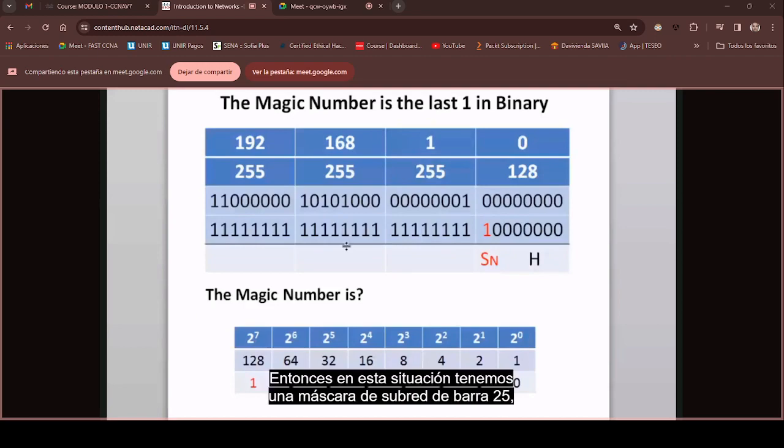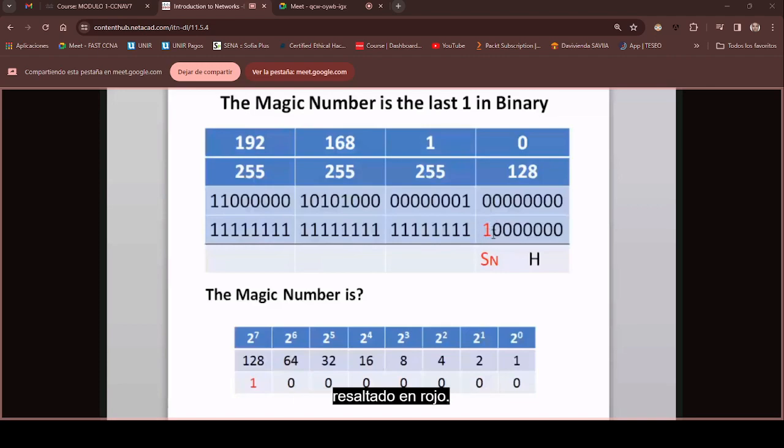So in this situation, we have a /25 subnet mask. We have 25 ones, and the last one is the one here all the way on the right, highlighted in red. This one, if we look at it according to this octet, is in the 128th place. If we think about the place values of 8 bits, this is the 128th place. So the magic number in this situation is 128.